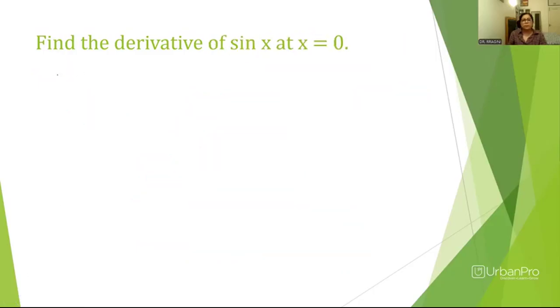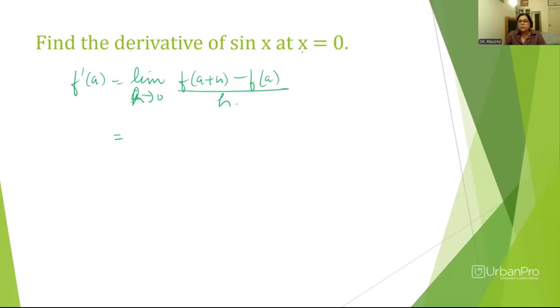Let us do one more example. Find the derivative of sin x at x is equal to 0. Again, I am writing the formula. f dash a is limit h tends to 0, f of a plus h minus f of a upon h. The function here is sine of x. So here a is 0. x has to be replaced by a plus h.